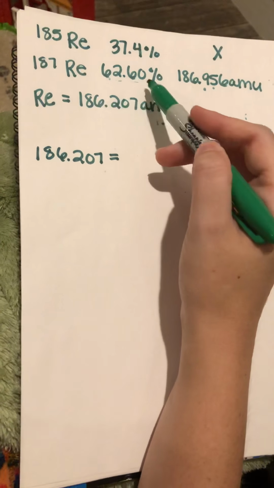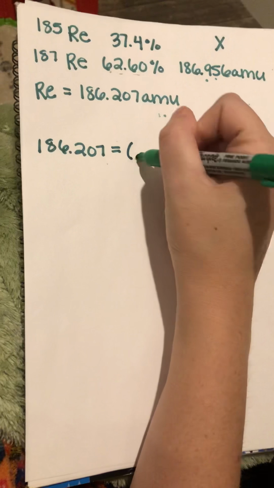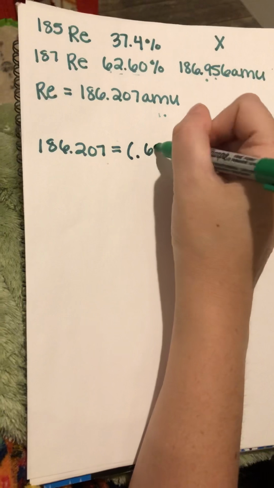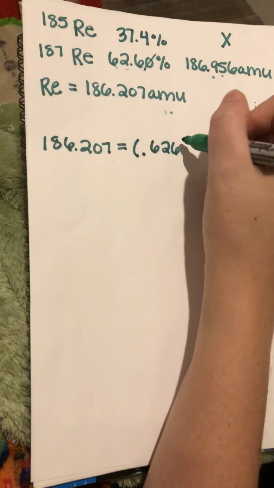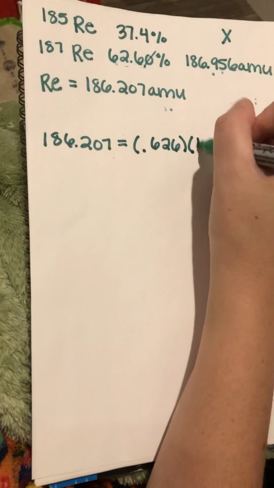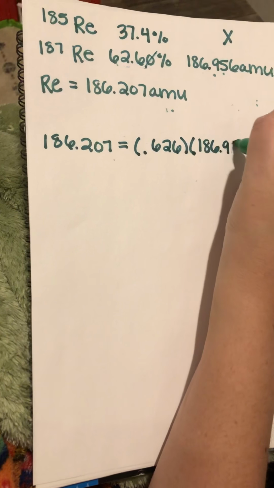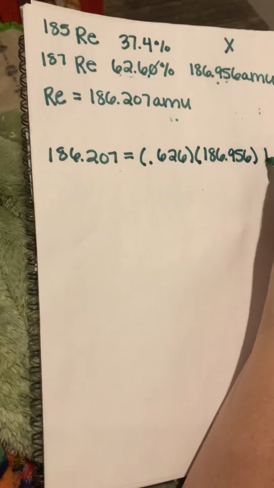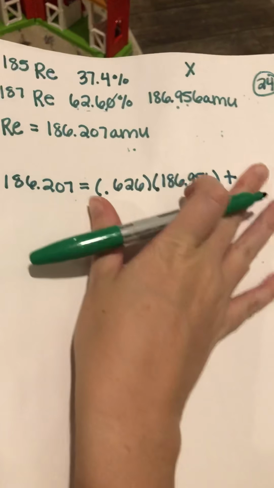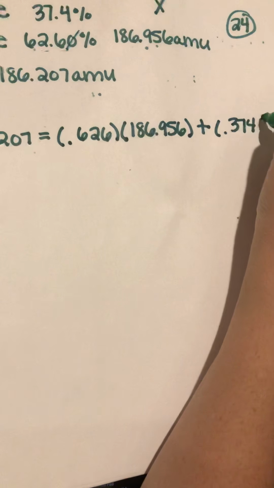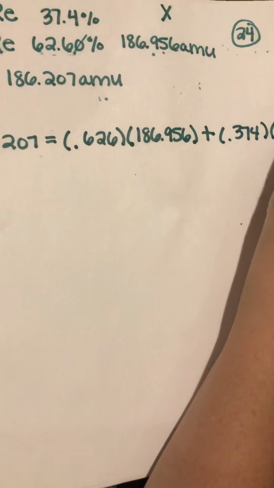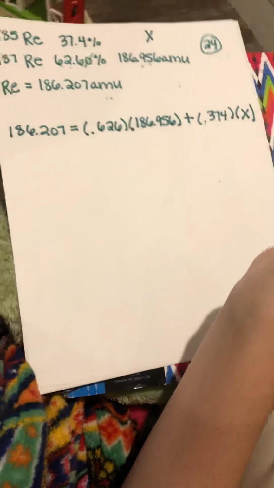Remember, we represent percentages as decimals when we're solving equations. So 0.626, I'm going to drop that 0 because it doesn't matter. So 0.626 times 186.956 plus 37.4% would be 0.374. And then again, we don't know its atomic mass, so we're going to put X.